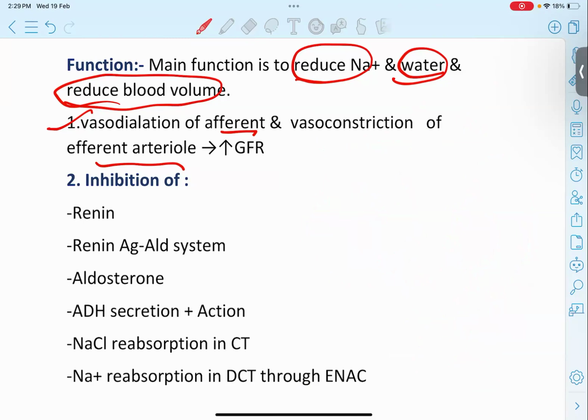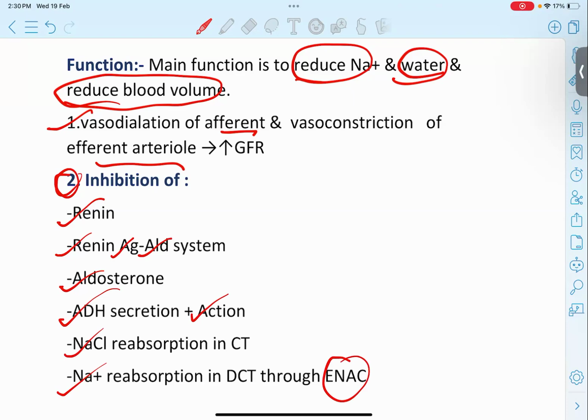Another function, as I told you, is inhibition. It will inhibit each and everything that increases the blood volume or blood pressure. So it will inhibit renin, it will inhibit the renin angiotensin aldosterone system, it will inhibit aldosterone. It will inhibit ADH secretion and ADH action. It will inhibit sodium reabsorption in the collecting tubule. It will inhibit sodium reabsorption in the distal tubule through ENaC.